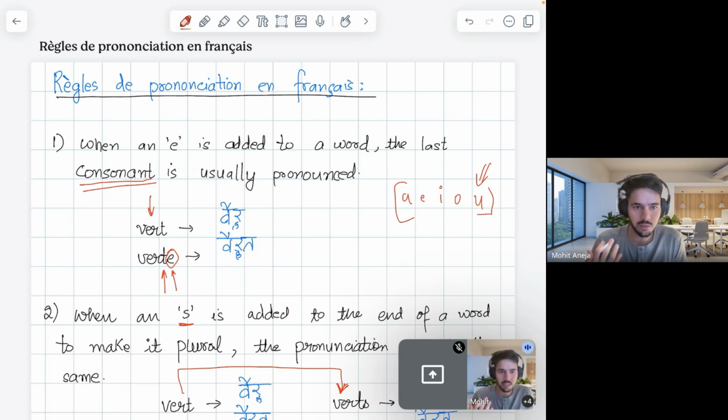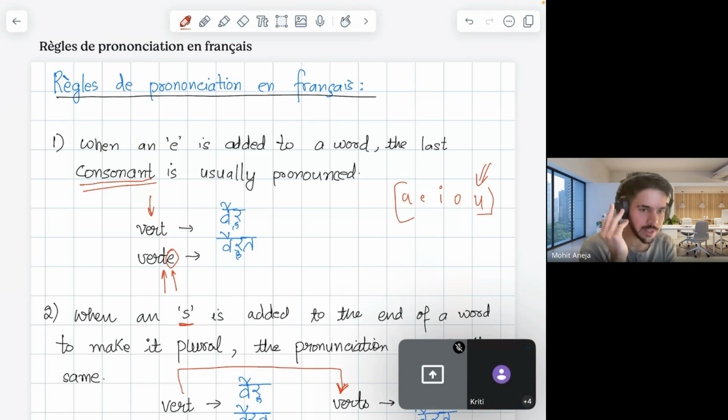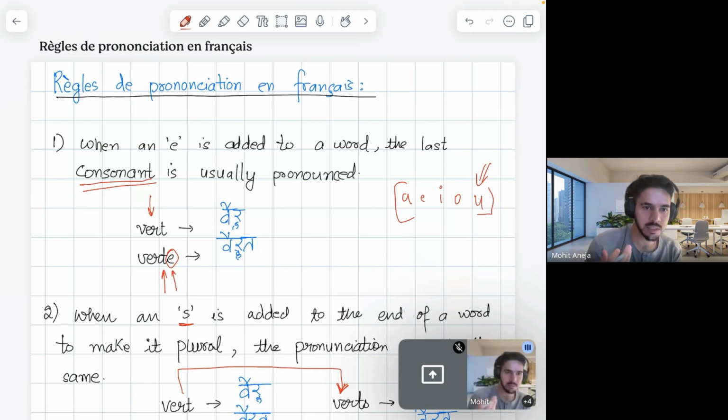Can Kriti say this word, first word? So you have to be a little active in the class. Yeah, thank you. Yeah, where? And can Desika please pronounce the second word?